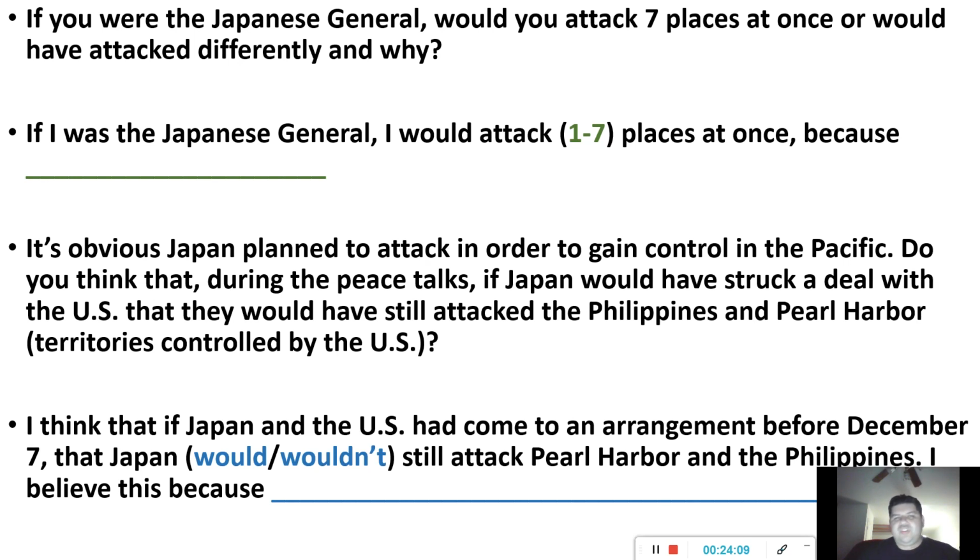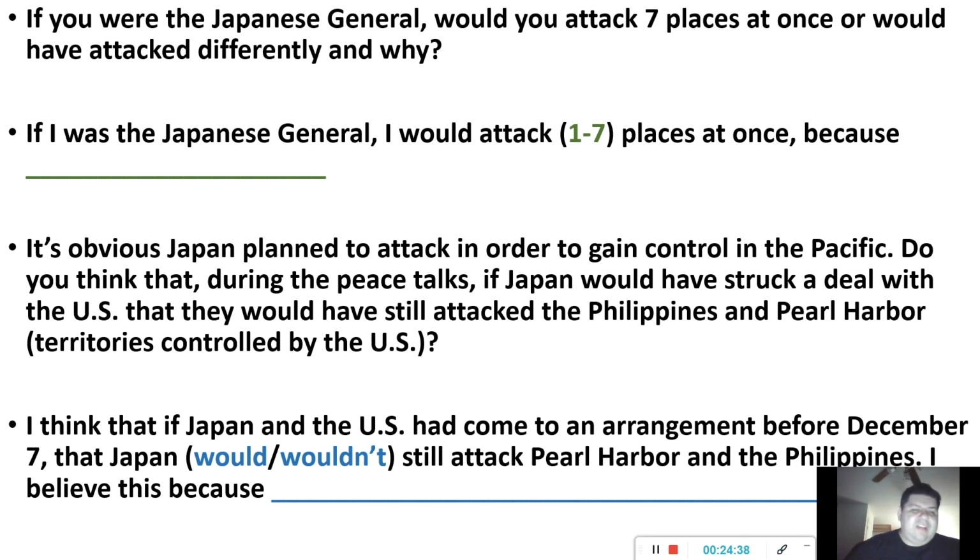So what would you do? How would you attack? Would you go attack one place at a time? And again, maybe the other ones might be building up their defense while you're attacking one at a time. Would you go 2 at a time, 3 at a time? What do you feel is the smartest way to attack and catch your enemies before they are fully prepared to fight back? So what would you say?